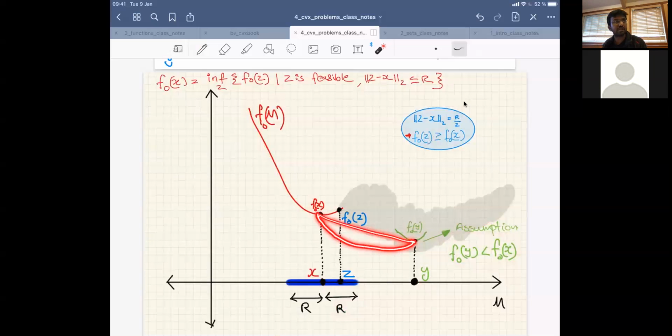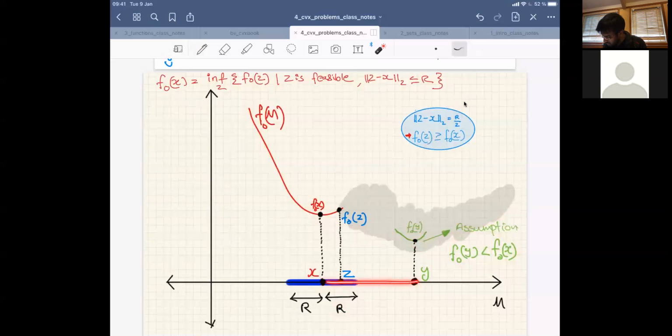Now next is the convexity of the feasible region. So what I'm saying is I have two points x and y which are feasible. Now any point in between x and y, on the line segment between x and y, is also feasible, right? This is a convex set. By definition of a convex set, this also lies in the feasible region. So there I use the convexity associated with the constraint set.